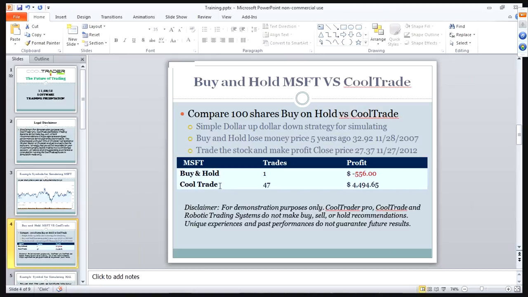Cool Trade would have traded that stock over 5 years 47 times for $4,494 in profit. So you buy 100 shares of Microsoft 5 years ago, the price was $32.92, so it would have cost you about $3,300 and you lost $556. But if you would have traded the stock over that period of time, you would have pulled $4,494 in profit out of there. So that's just an example of that one.